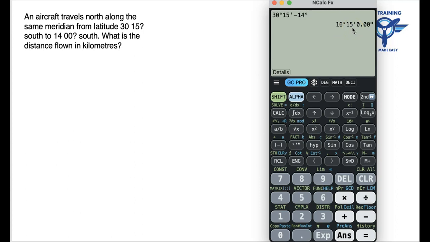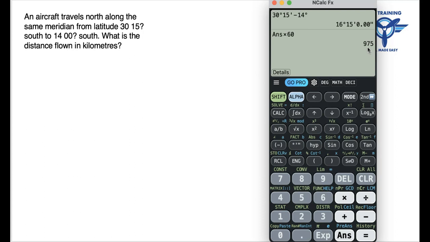We've said that 1 degree equals 60 nautical miles. So if I hit equals, and then I'm going to times my answer by 60, that gives me an answer of 975 nautical miles. So if the question was asking what's the difference in nautical miles, then that would be my answer. But it's asking for it in kilometres.